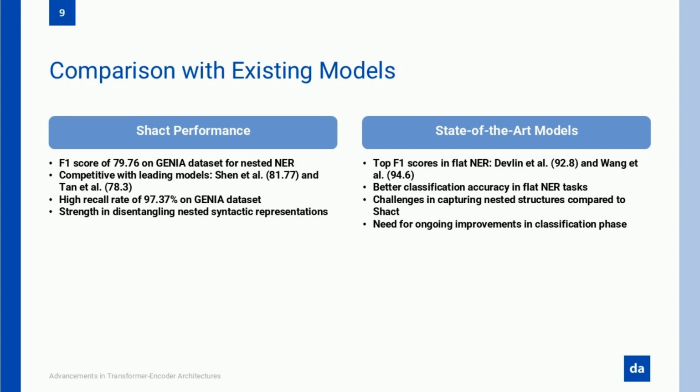What struck me most in the researchers' notes wasn't just the celebration of SHACT's strengths, it was their relentless focus on its weaknesses. They recognized that while SHACT excelled at disentangling nested structures, there was still room for improvement in the classification phase. This was especially evident when aligning the results of SHACT's hierarchical clustering process with standard NER benchmarks. The researchers seemed frustrated by the gap, noting that even a small misstep in classification could cascade into errors that undermine the overall performance.